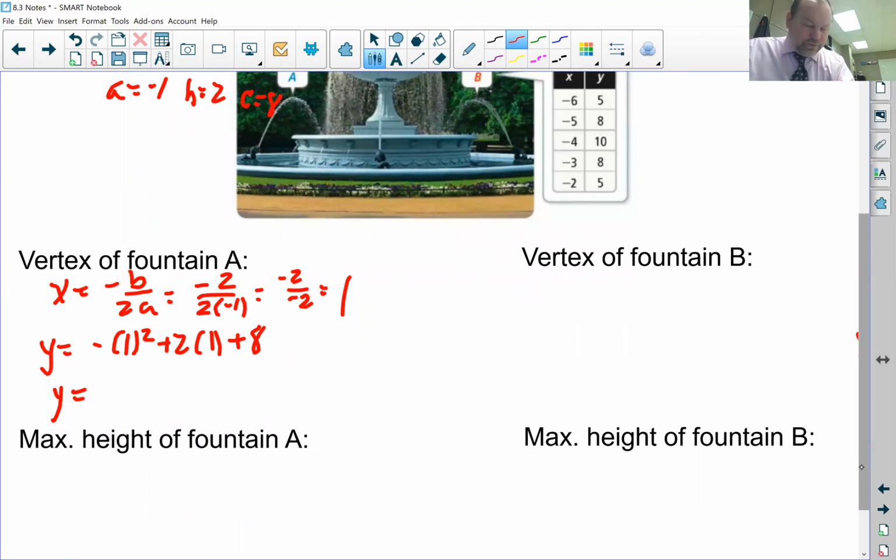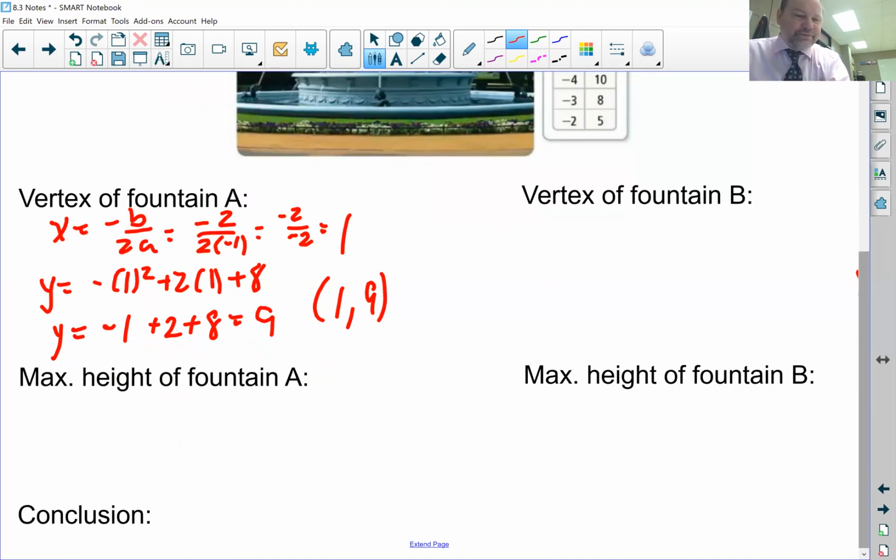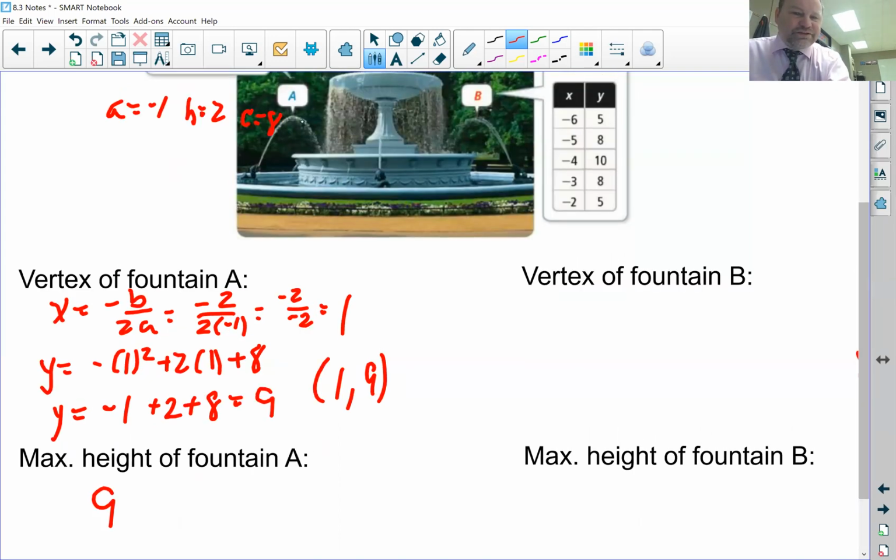The y value then is the opposite of 1 squared plus 2 times 1 plus 8. Again, being very careful with the way we do our order of operations, we square the 1 first. 1 squared is 1, then we take the opposite. 2 times 1 is 2. So we have -1, -1 plus 2 is +1, plus 8 is 9. Our vertex is 1, 9, which means our maximum height is 9. So remember the vertex, because this parabola opens down, the vertex is the maximum in both cases.